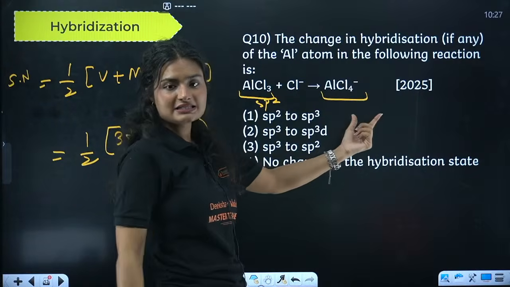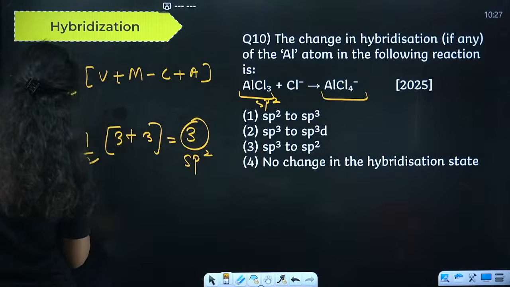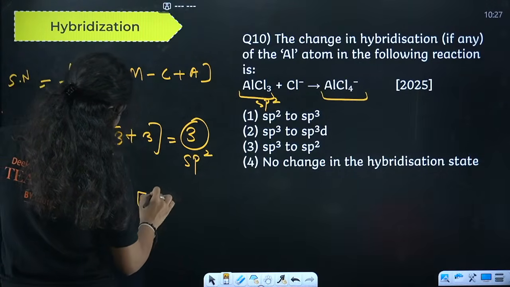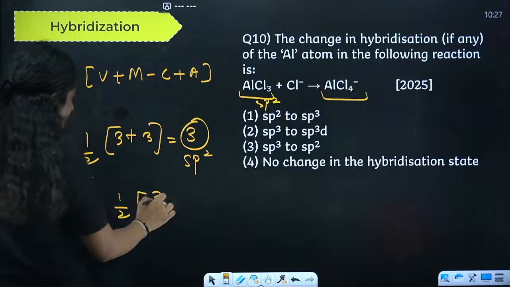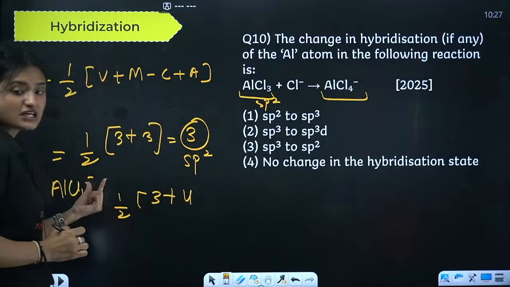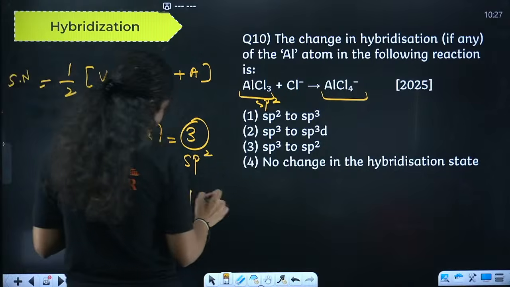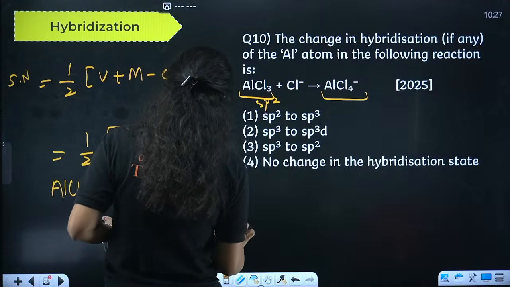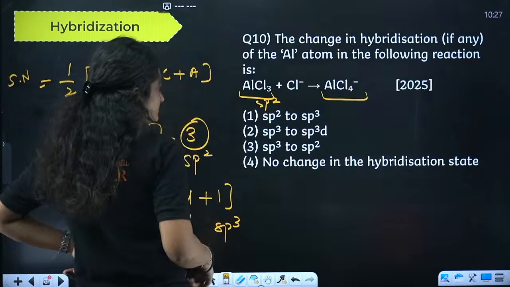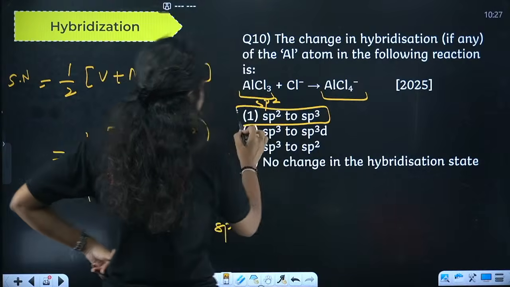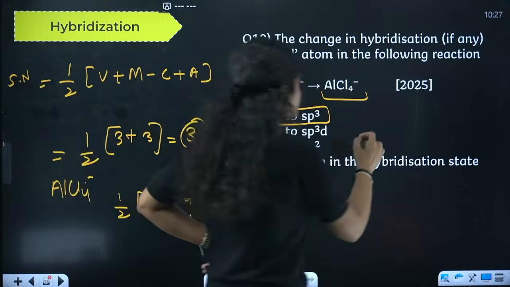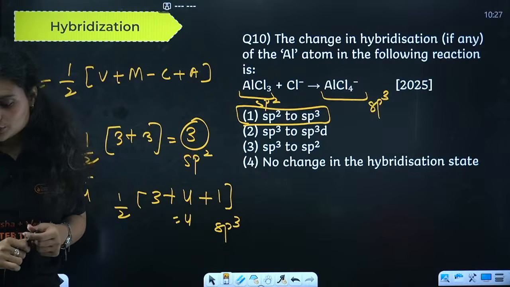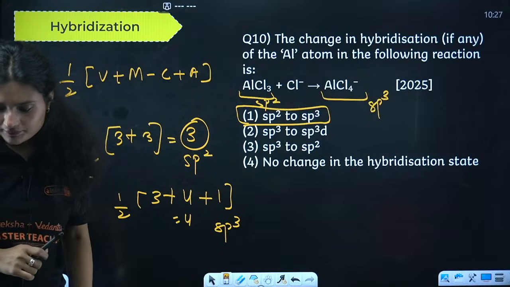In AlCl3, aluminum has 3 valence electrons plus the number of monovalent atoms, also 3, chlorine. No charge, so we have 3, which means sp2. The hybridization is sp2. Now for AlCl4 negative, what is the hybridization? Again 3 valence electrons plus 4, and the charge is negative, so you add 1. So 7 plus 1 gives 8, half is 4. So the hybridization is sp3. So the hybridization changes from sp2 to sp3.